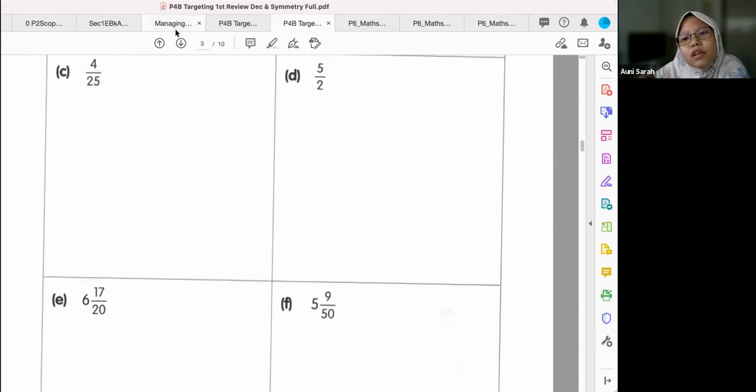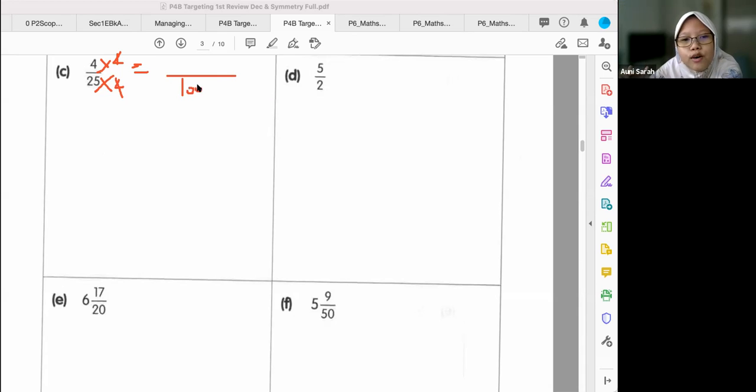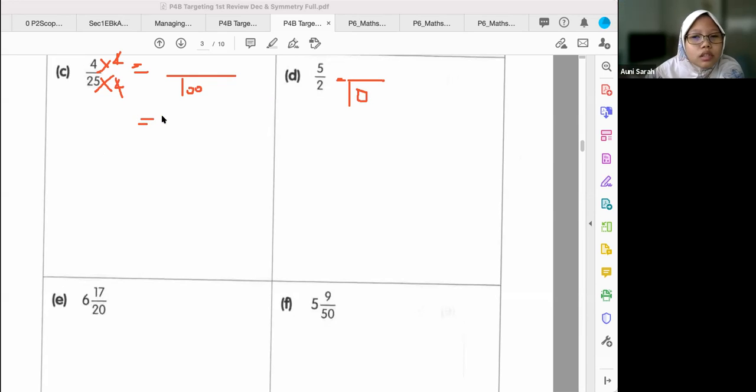How to know the number times what? You must make it into 100. You must make it to 10, 100. Next one is 1,000. Remember your place value? 10, 100, 1,000, 10,000. Those are the numbers you're supposed to make. In this case, you can change to 100, times 4. This one, 16. Then 16 over 100 equals 0.16.